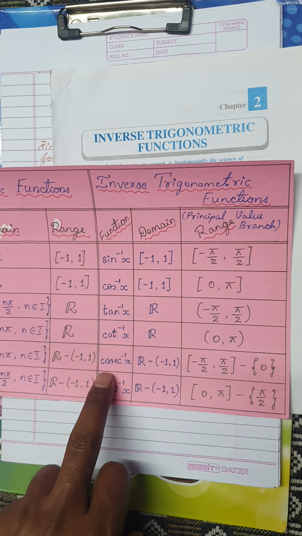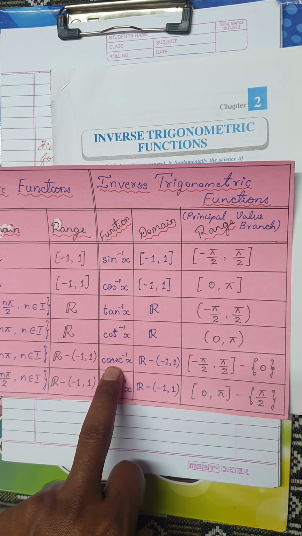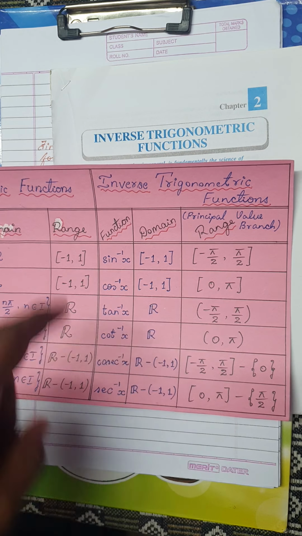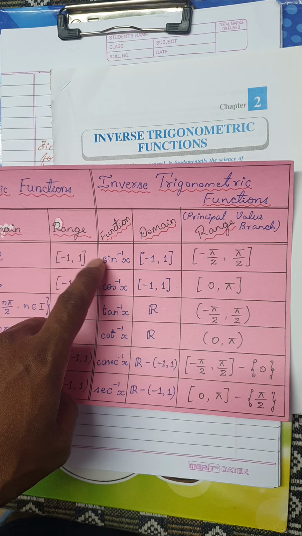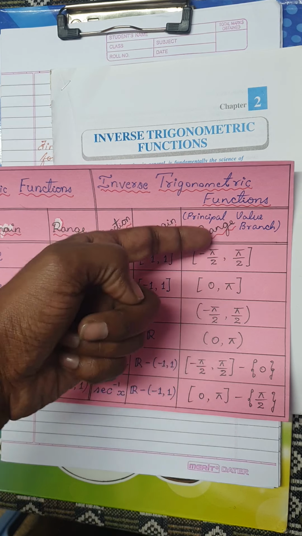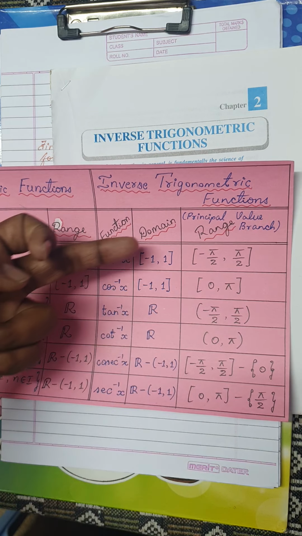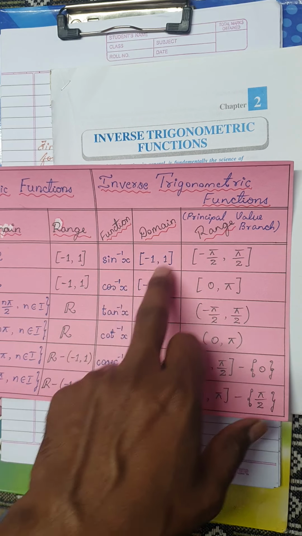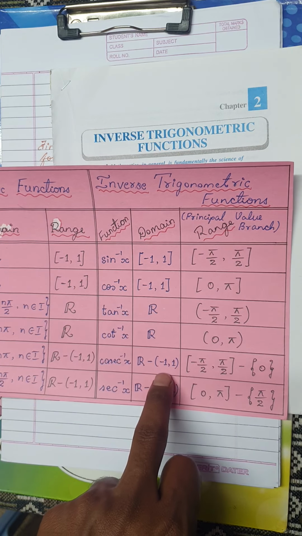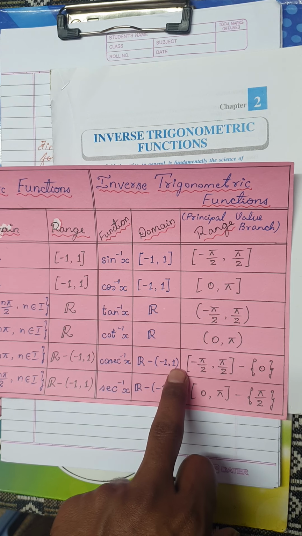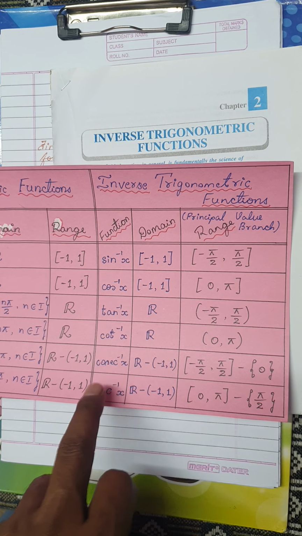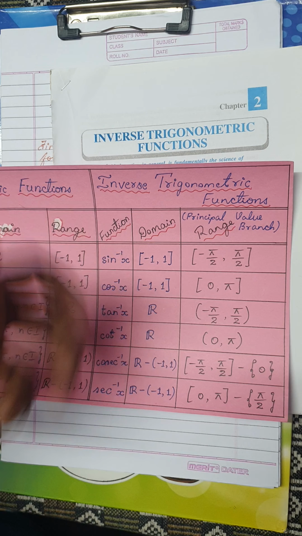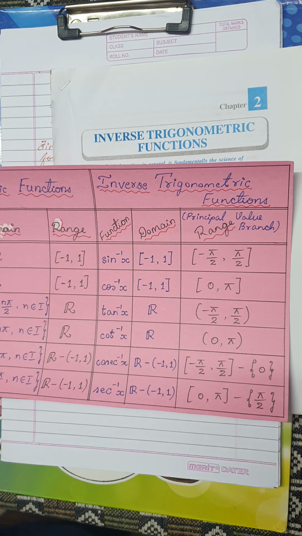Now cosecant inverse x: we know cosecant is 1 by sine, isn't it? So cosecant inverse x follows sine inverse of x. Only thing is, take the same range, and the domain is the set of real numbers minus the open interval minus 1 to 1. If you see the graph of cosecant inverse x or any of these inverse trigonometric functions, you will come to know how this is defined.